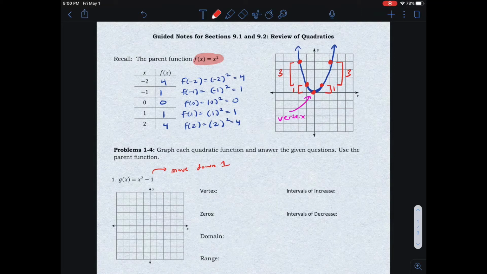So what I'm going to do is take the vertex, which I know is normally at the origin, 0, 0, and if I move it down 1 unit, this is going to be my vertex. And then from there, I'm going to use the structure again where I know my next point will be 1 unit above it, to the right and to the left of it. And I know that the next point will be 3 units above it, both to the right and to the left. And so when I graph, my curve will look something like this. Again, make sure it looks like a letter U.